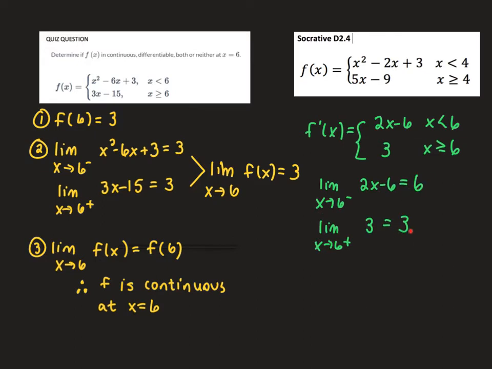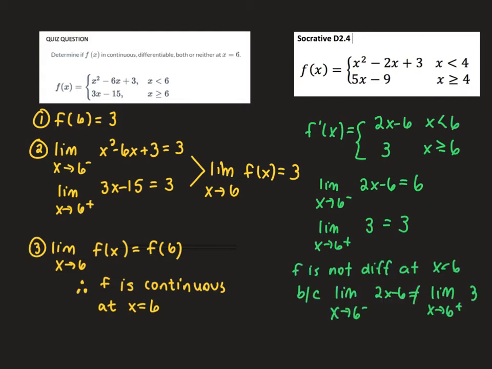The mismatch in slopes means that this is going to join at a corner point. Therefore, this graph is not differentiable at x equals 6. And that reason is because my left and my right hand limits of that derivative are different. So because it was multiple choice, you could have done a lot of this informally, but here it is all laid out for you.